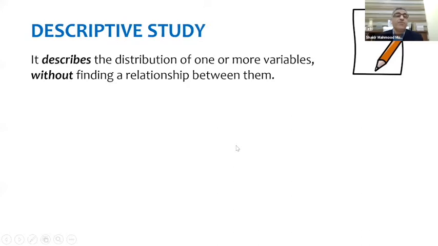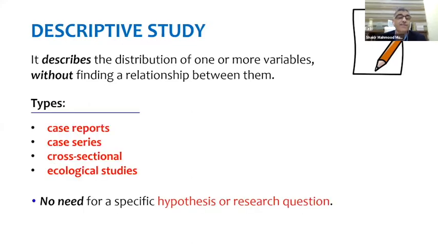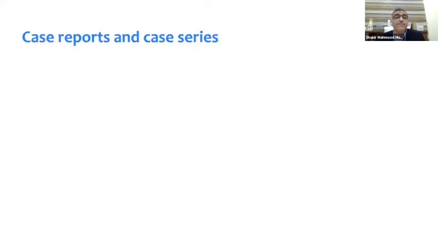So the first group, the descriptive study, describes only the variables without trying to find a relationship between them. The types, as we said, are case report, case series, cross-sectional and ecological, and here we don't need to have a research question or hypothesis, and we don't need to have a control group.